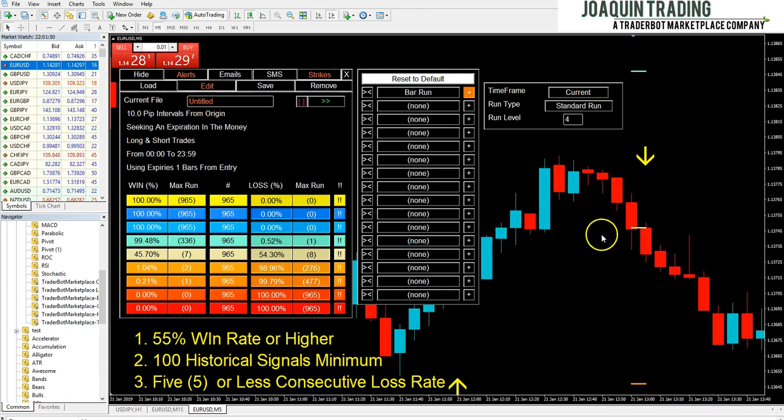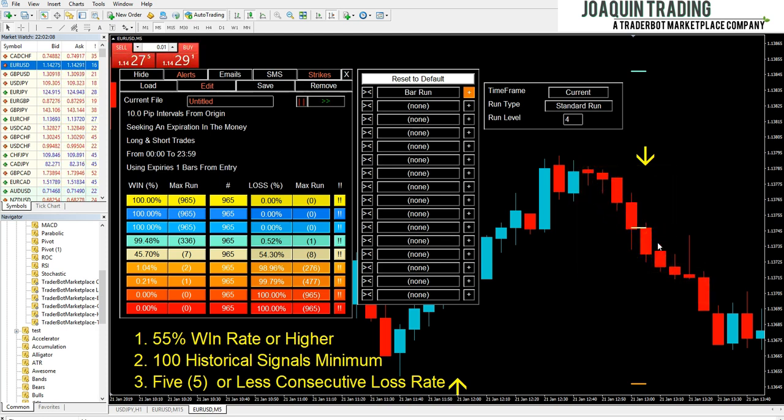Now a 4-bar run, count these bars right here. 1, 2, 3, 4. That's 4 bars. That's a 4-bar run. What would a 5-bar run be? It would be 1, 2, 3, 4, 5. What would a 6-bar run be? 1, 2, 3, 4, 5, 6.